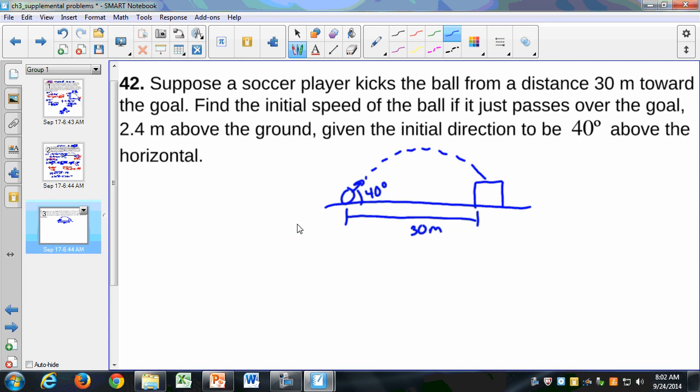All right. I always like to write down my equations, so I'm going to write them here. I have x equals Vx, which is V naught cosine theta, times t.